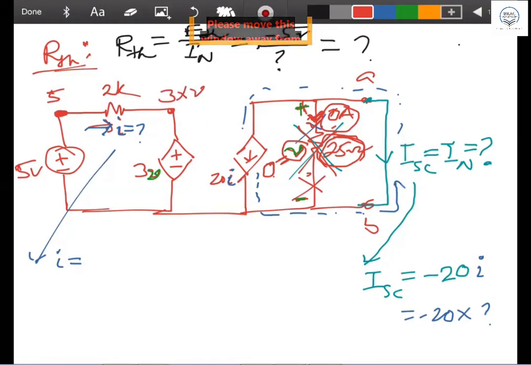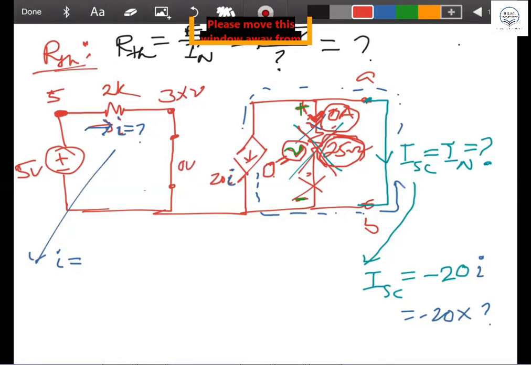It will be what? V equal to what? 0. Right, V equal to 0. If V equal to 0, the whole voltage source will be 0. Voltage source 0 means what to do? You have to make it what? Open or short? Short, sir. Good, so that it is 0 volt.